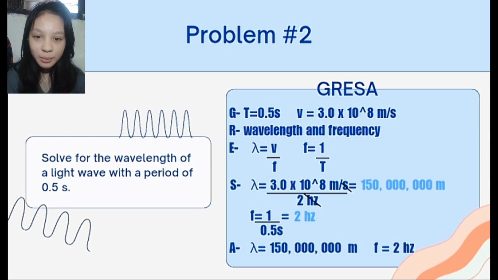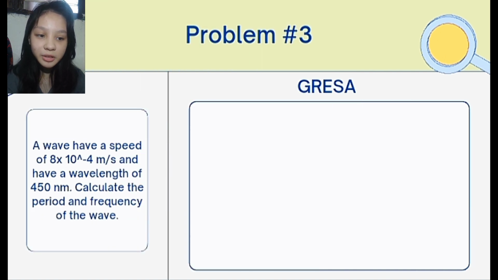Now let's get into problem number 3. The problem here is: a wave has a speed of 8 times 10 raised to negative 4 meters per second and has a wavelength of 450 nanometers. Calculate the period and frequency of the wave.